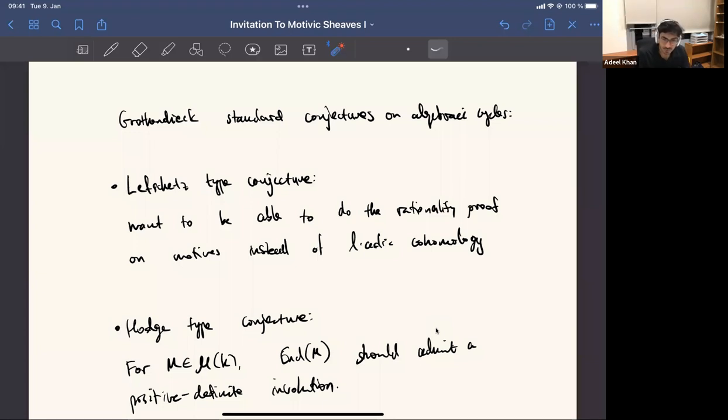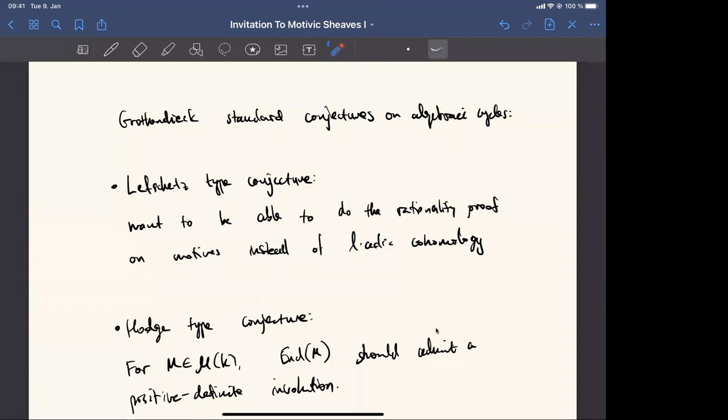Yeah, a priori, that's just a Q vector space. I'm sorry, so presumably it should admit a positive definite involution. It's just a Q vector space, so presumably you want some connection with geometry as well? Yeah, I don't remember the exact formulation, but yeah, it should be something like this, but maybe I'm missing something here.